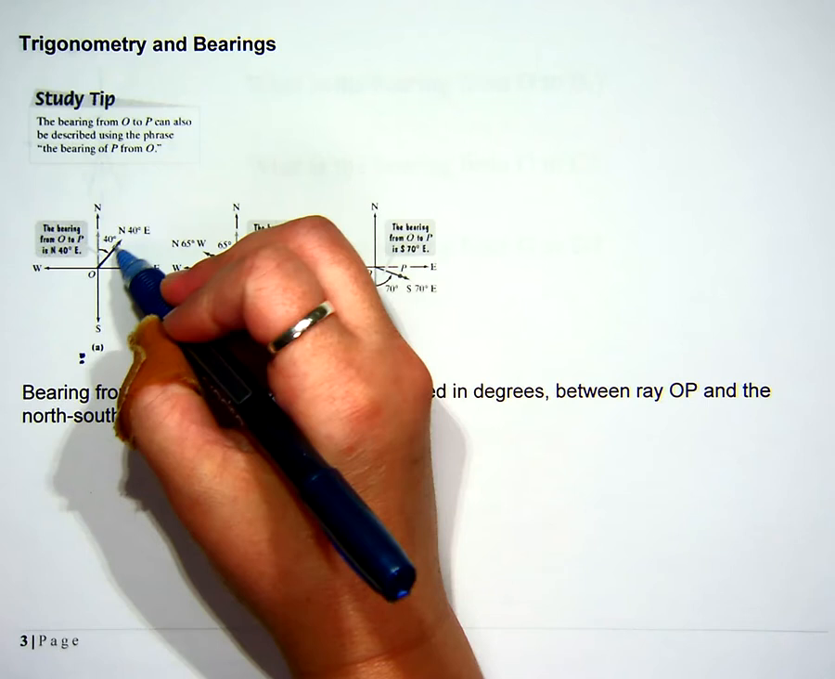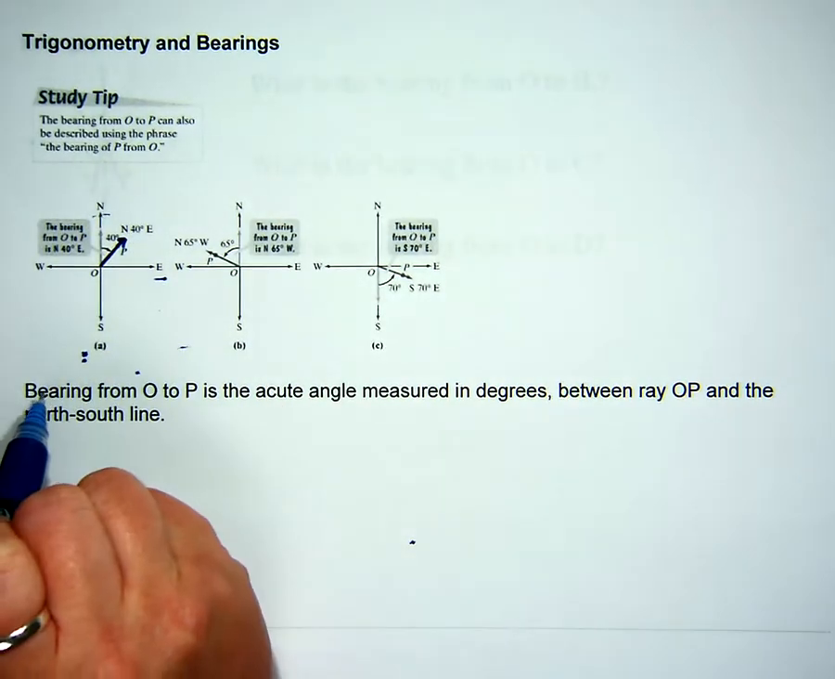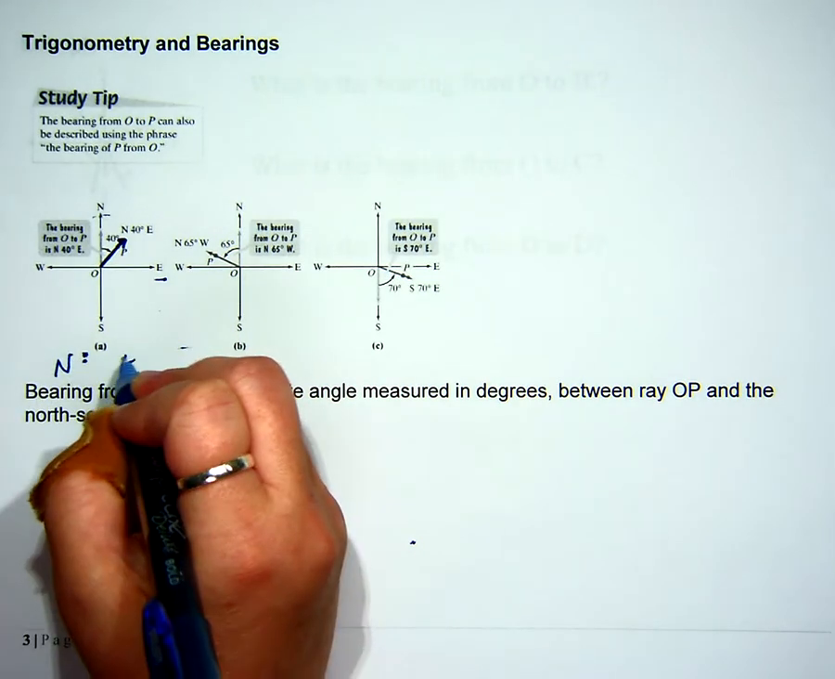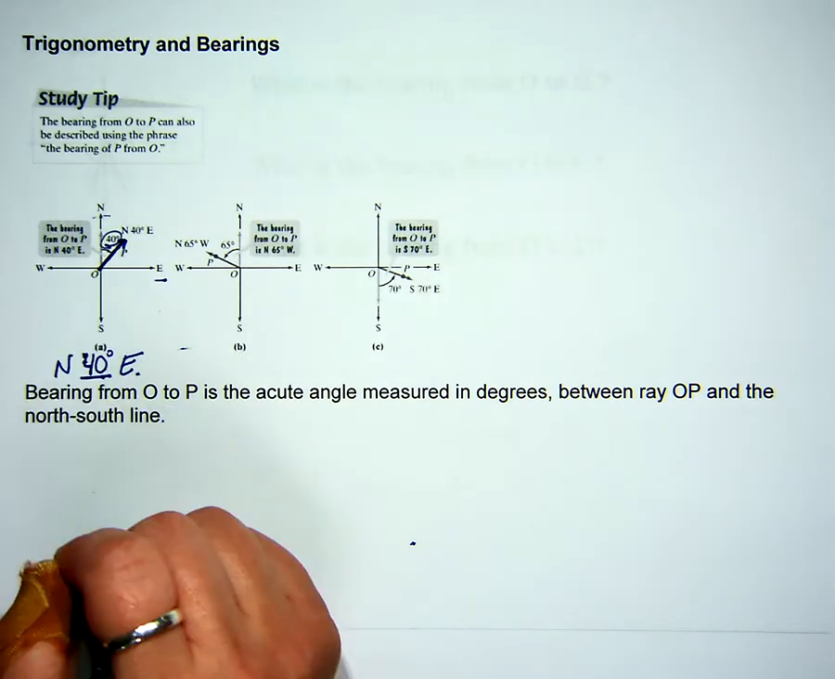This ray is in your northeast quadrant, so you'll say northeast. But here we have to include our theta value, our angle. The angle is from your ray to the north-south line. In this example, it says that it's 40 degrees, so this will be north 40 degrees east.